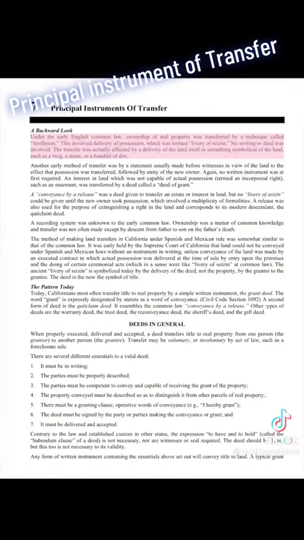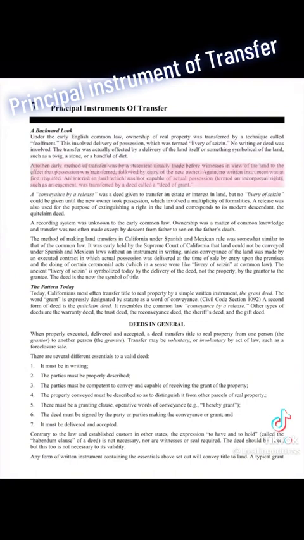The transfer was actually effected by a delivery of the land itself, or something symbolical of the land, such as a twig, a stone, or a handful of dirt. Another early method of transfer was by a statement, usually made before witnesses in view of the land, to the effect that possession was transferred, followed by entry of the new owner. Again, no written instrument was at first required.